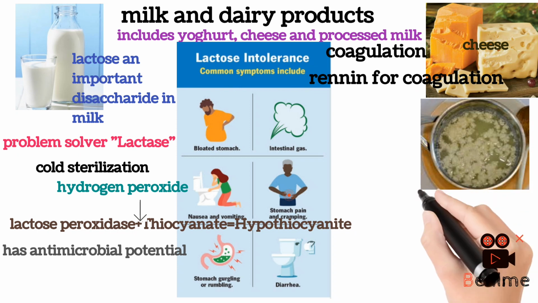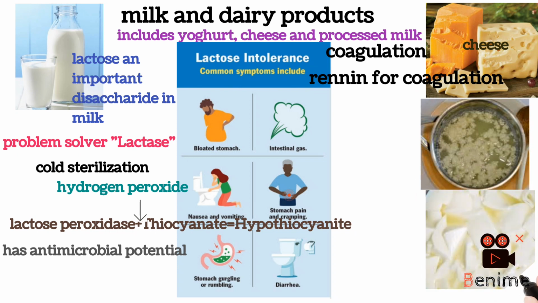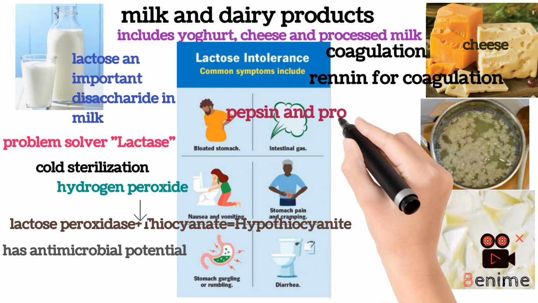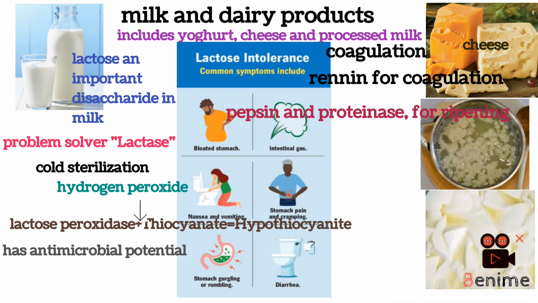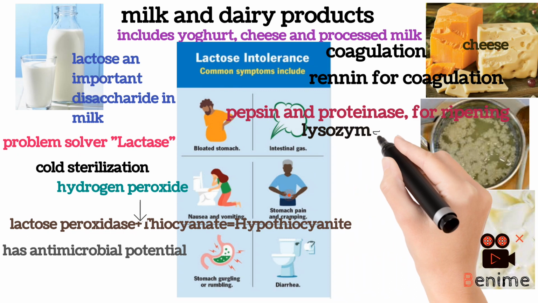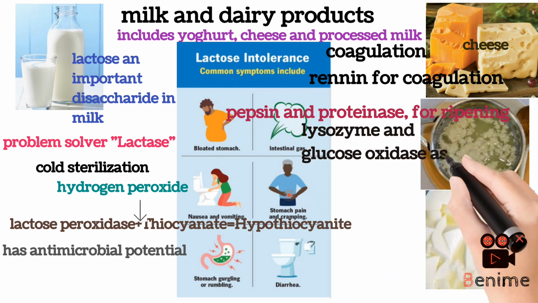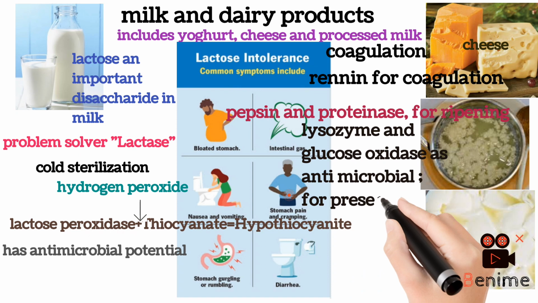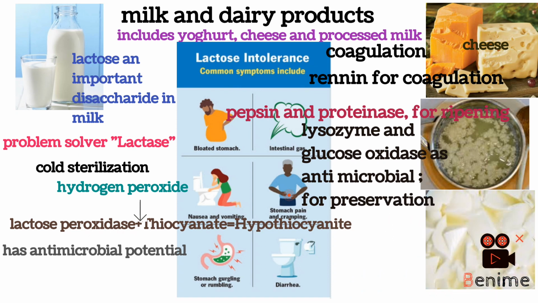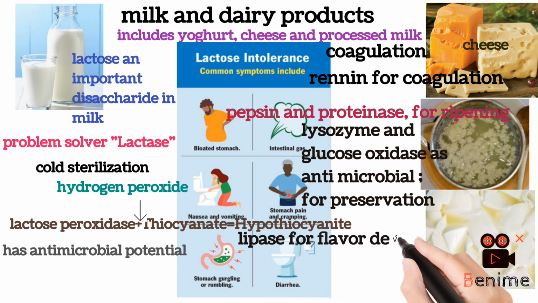Other important enzymes are pepsin, protease, and proteinase. They are used for ripening, a stage where flavor is developed. Lysozyme and glucose oxidase are also used as antimicrobial, meaning they are used for preservation. Lipase, also an important enzyme, breaks down the long fatty acid into medium chain, which causes flavor development in the cheese.